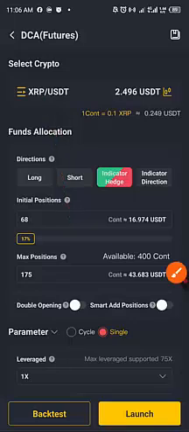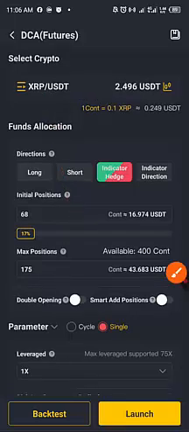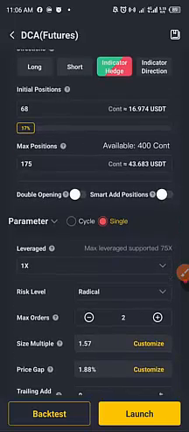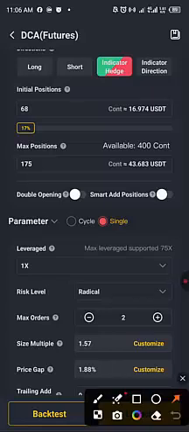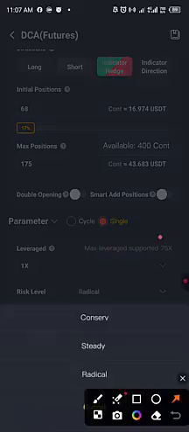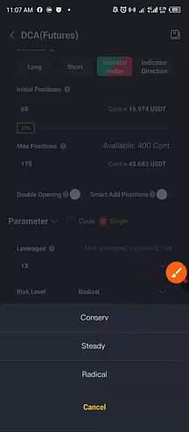So that's the first thing you do, change your coin, and then you come here and do it in the order in which I prescribe it, so that the parameters you set don't change as you switch from one to the other. First, click on radical. The risk level is default on radical. Change it from radical to steady. So you click on steady.